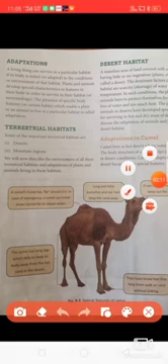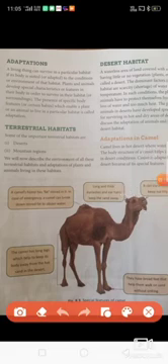First we are going to take the topic of terrestrial habitat. In the terrestrial habitat, as we know, it is related to the land. These types of habitats are of two types, deserts and mountains. Deserts and mountains are the two places where the organisms live.